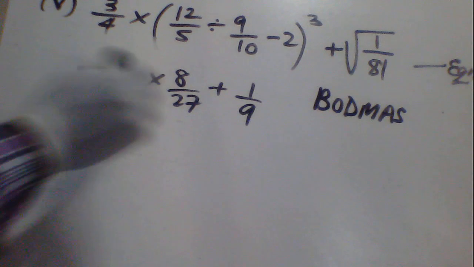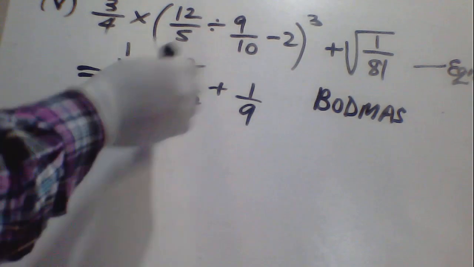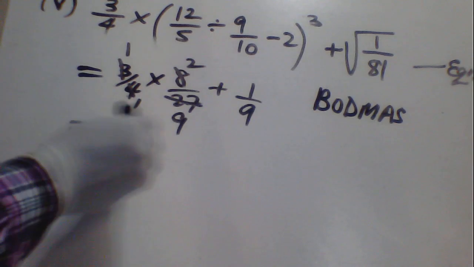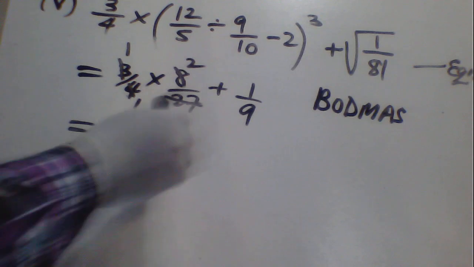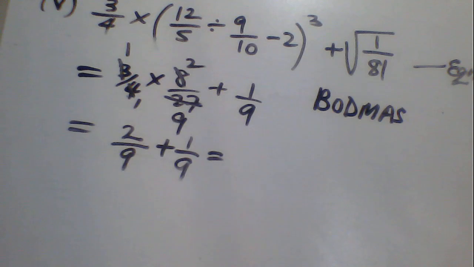4 is here. 4 can divide itself to give us 1. 8 divided by 4 will give us 2. 3 divides itself, 1. 27 divided by 3 will give us 9. So we have 1 times 2, which gives us 2, and 1 times 9, which gives us 9, plus 1 over 9.